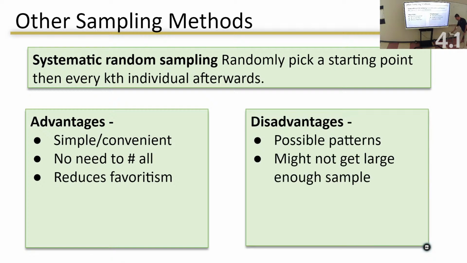Systematic is simple. It's convenient. You don't have to number them all. It reduces favoritism, right? You can't say it's volunteer. You're my 10th one, I got to hit you. And it's not like I don't want to hit you. I'm going to hit you. You're dressed better.